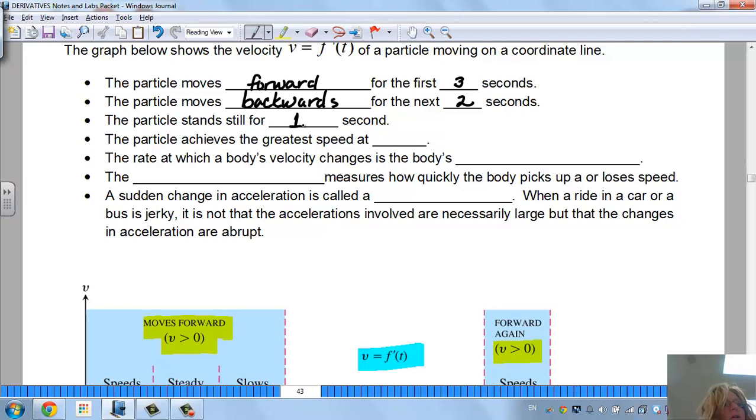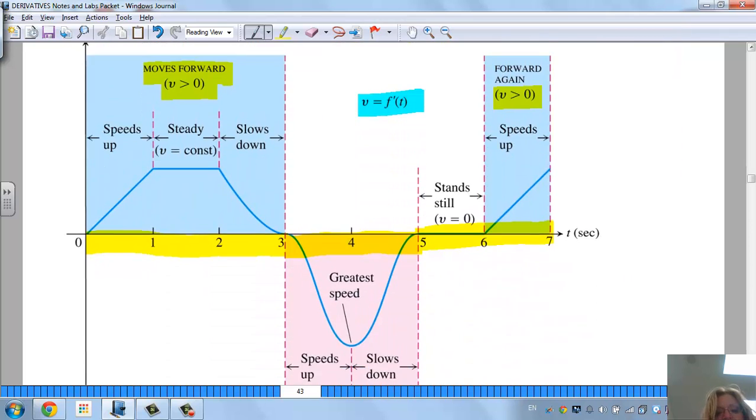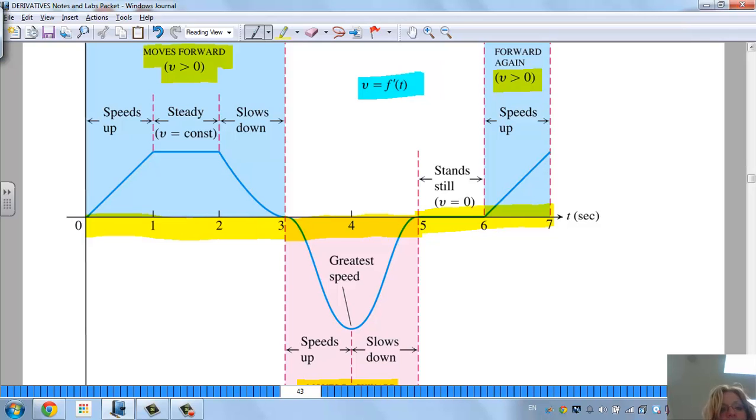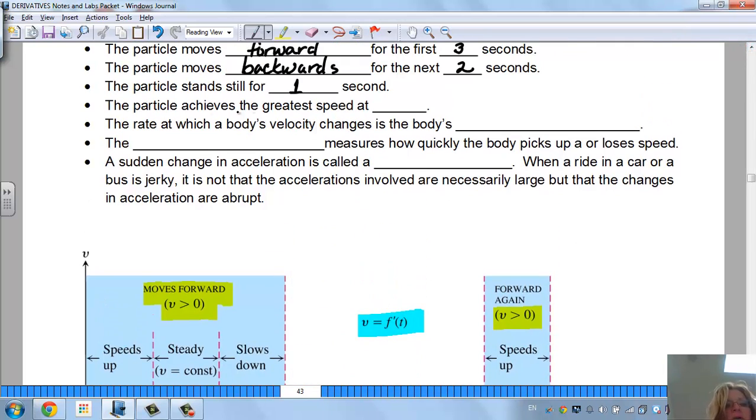The particle achieves the greatest speed at, now let's figure out where it's the fastest, okay? It looks like here it's speeding up, it's constant here, and it's slowing down. Now even though this is backwards, because he is going backwards, it looks like the greatest speed, because he's speeding up here but in a different direction, is right here. This looks like the greatest speed right here. So it looks like at 4 seconds, it's going the fastest. It just happens to be going backwards. So the particle achieves the greatest speed at 4 seconds.